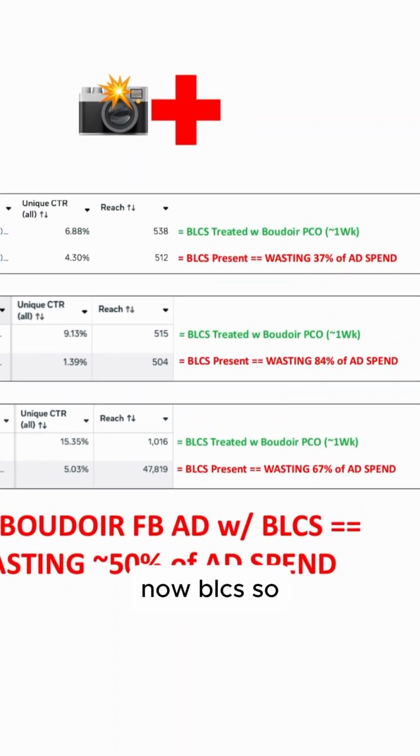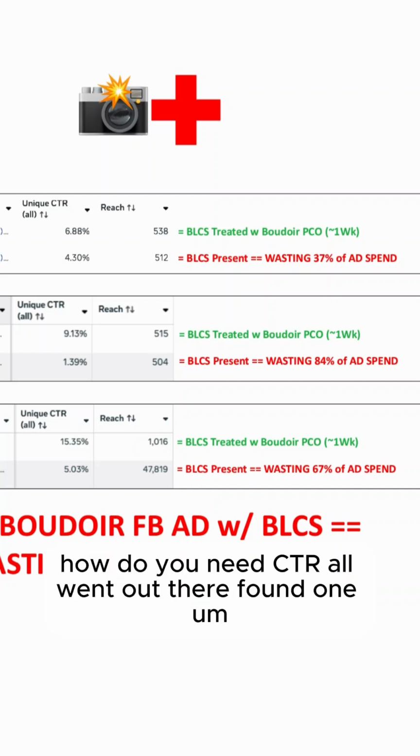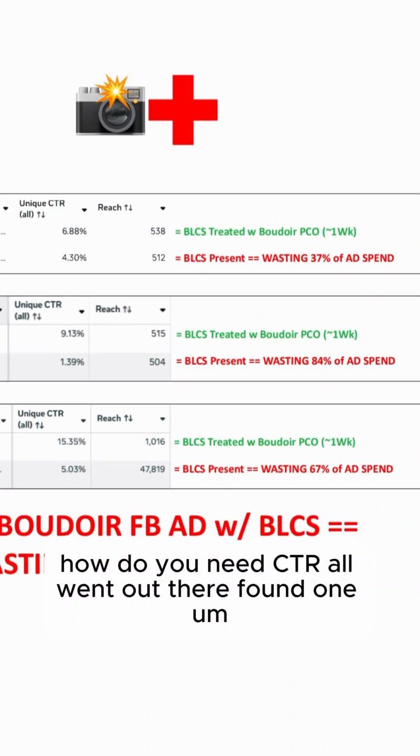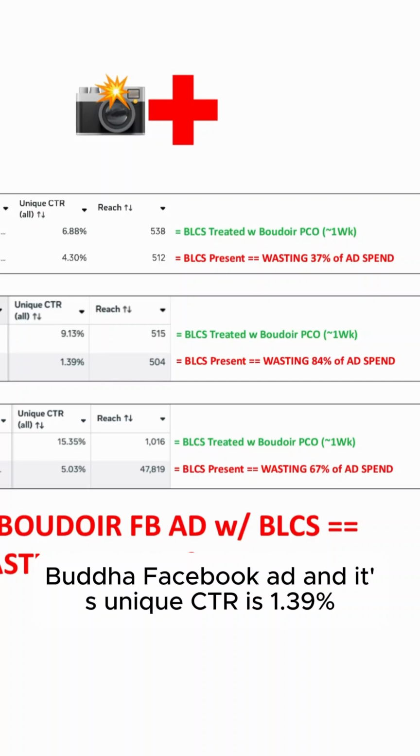Now, BLCS, so next part, residency part 2. Had a unique CTR all. Went out there, found one with a Facebook ad, and its unique CTR is 1.39%.